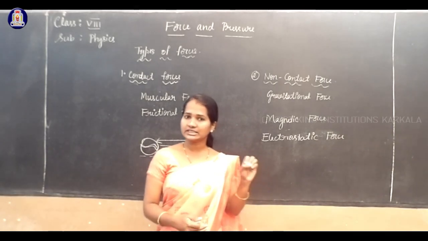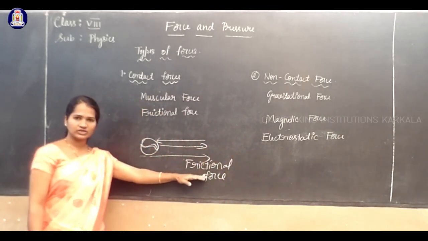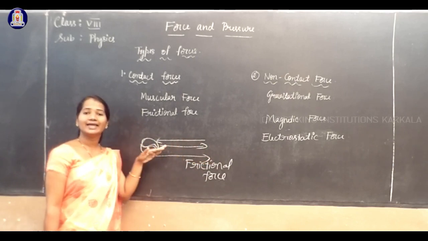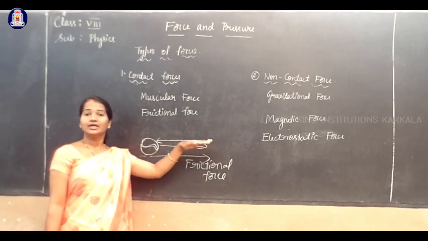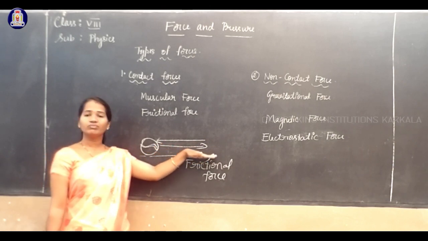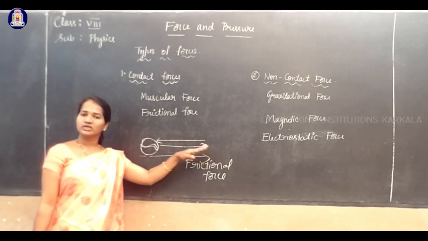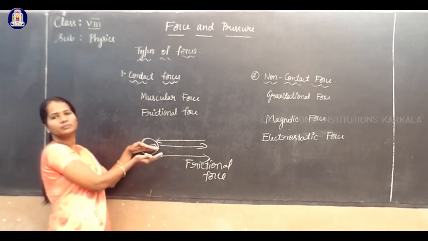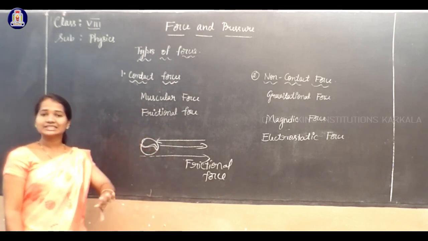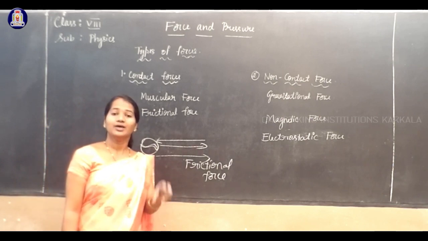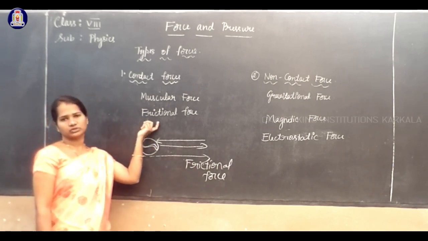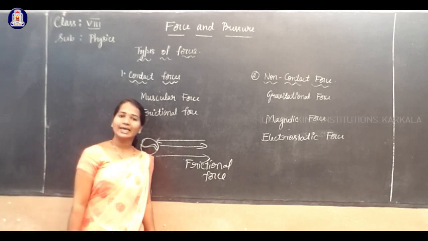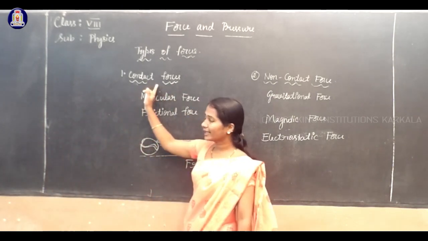direction. So always remember, the force of friction acts opposite to the movement of the body, opposite to the direction of motion of the body. So frictional force exists if there is contact between two objects, if there is contact between the surfaces of two objects. Therefore, muscular force and frictional force are examples of contact force.